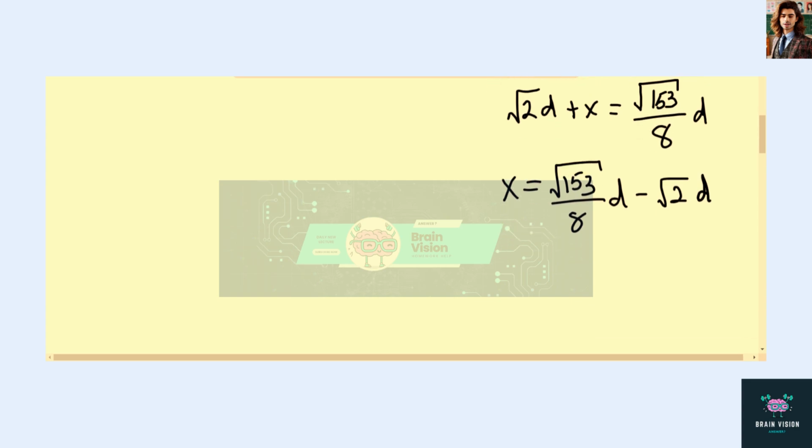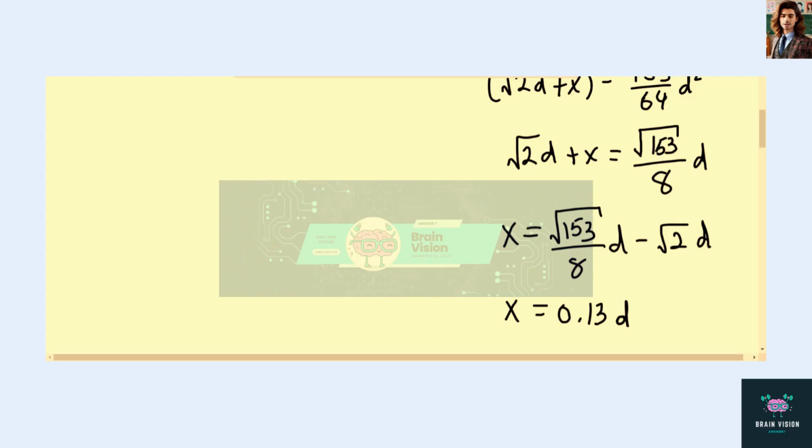And nothing much we can do with this in terms of simplifying. We could probably get it down to just one factor of d. But let's just do it numerically. So the square root of 153 divided by 8, it's 1.54. Subtract the square root of 2. So that gives us a movement of 0.13 d, which seems rather reasonable.